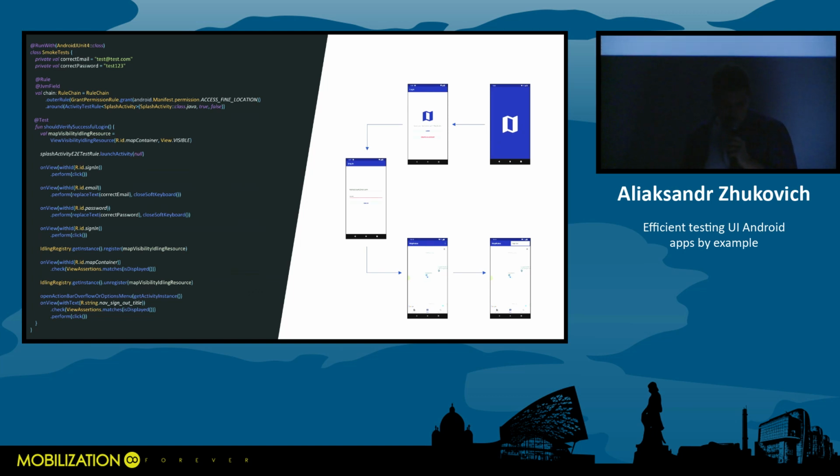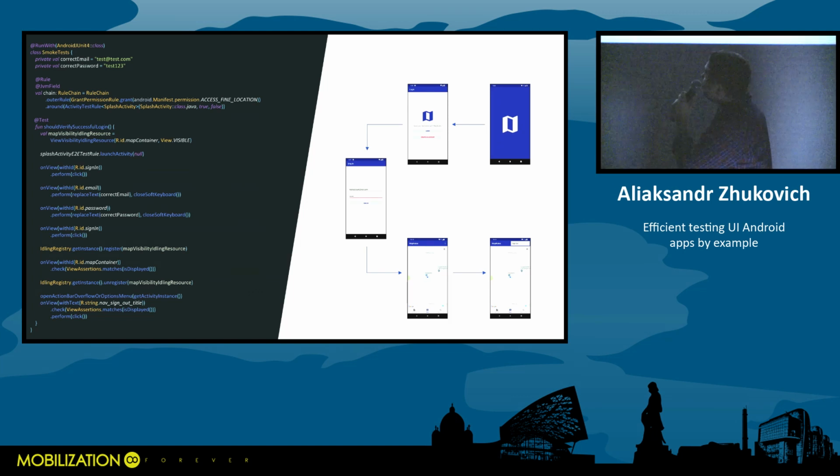Let's take a look at a more complicated scenario when we move between different screens. Here we start from our splash screen. Later on, we move into the sign-in screen. We do some sign-in, we can see the map and do sign out. It's a pretty simple scenario, but as you can see here, we have a lot of code.